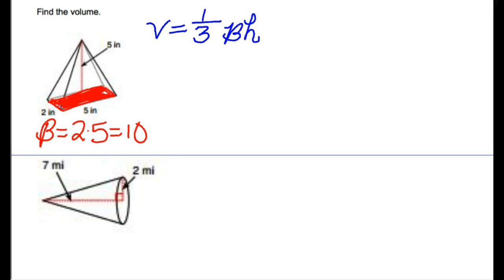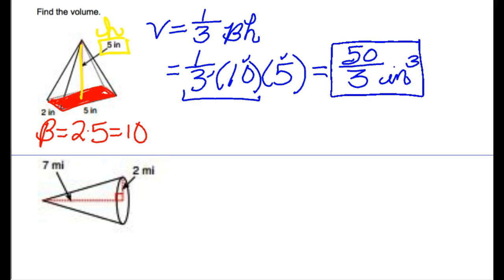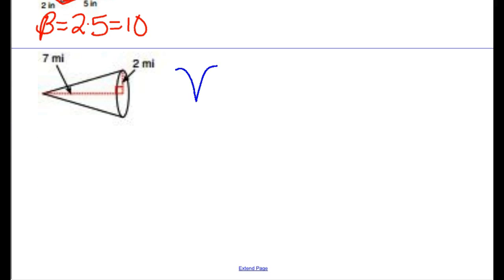The height of this pyramid was handed to me. It's 5. So put an H right there. So now when I plug these in, the volume of my pyramid is 1/3 capital B H. Now 1/3 of 10 is 10/3, or 3 1/3, but usually the best way to keep them exact is, since 3 doesn't go into 10 or 5, I'm just going to leave it as 50/3, and that's perfectly legal. And this is volume, so we label it inches cubed or cubic inches. There we go. Next one up, I've got a cone. So I go grab my formula for volume of a cone.